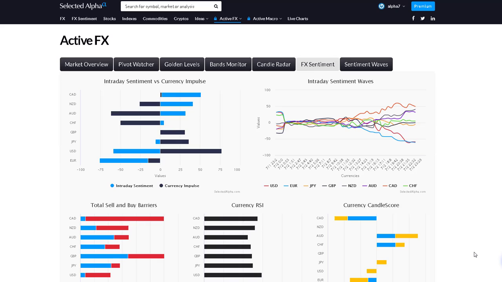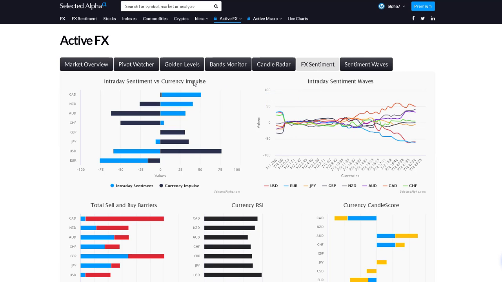FX Sentiment. Selected Alpha uses proprietary algorithms to monitor and evaluate the strength of the intraday and the multi-day sentiment affecting the FX markets. This dashboard is made out of the following parts.